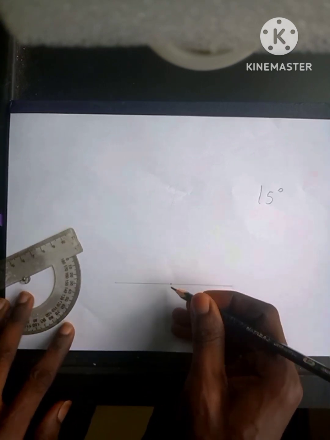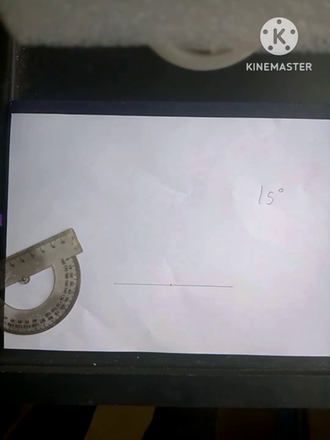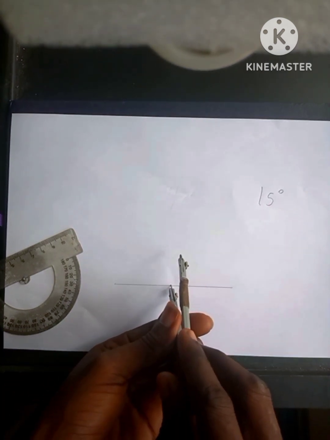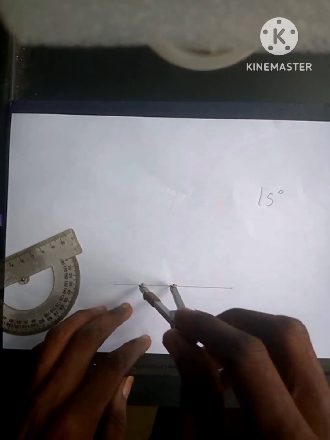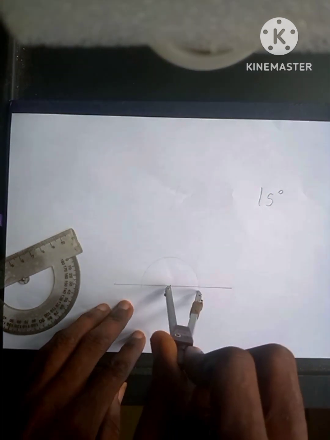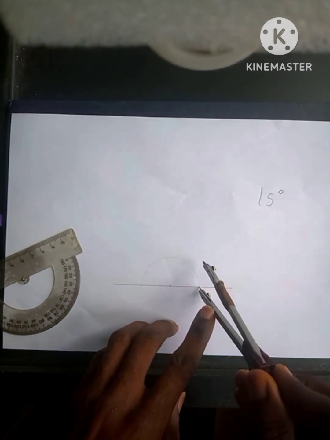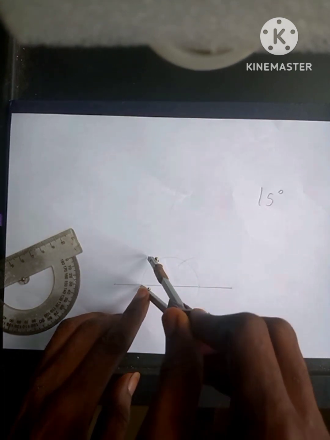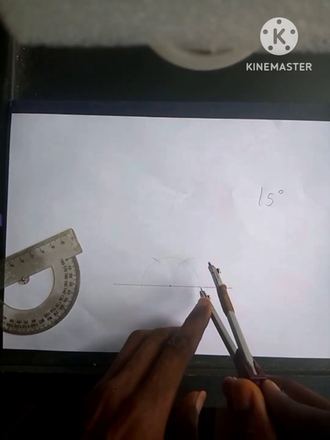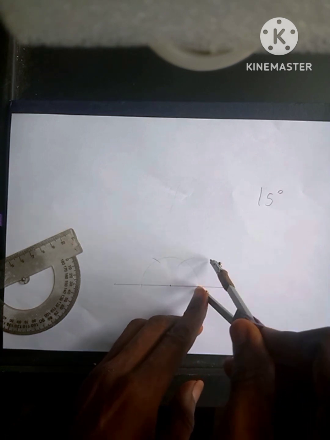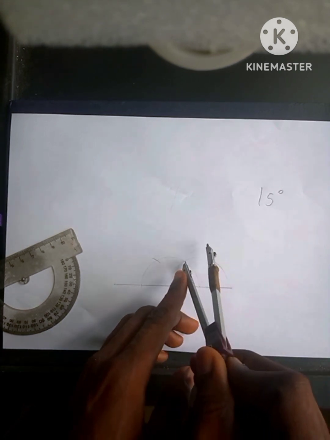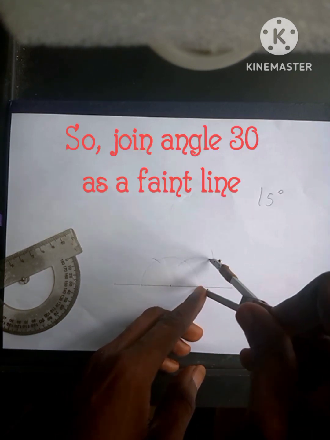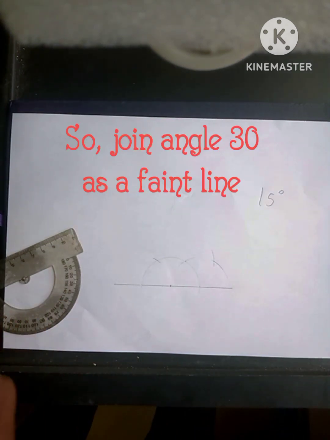Draw the horizontal line, mark out a point, and draw a semicircle with your compass. You take any radius, put it at the point, and draw a semicircle. Then put it at the two points of intersection to get an arc from each of the points. Now put it at the first point of intersection, get an arc. Second point, get an arc. Where the two meet, that's 30.